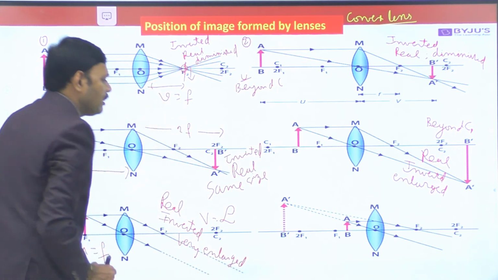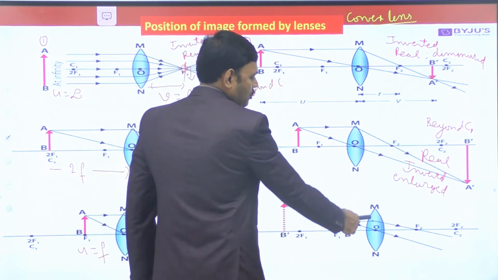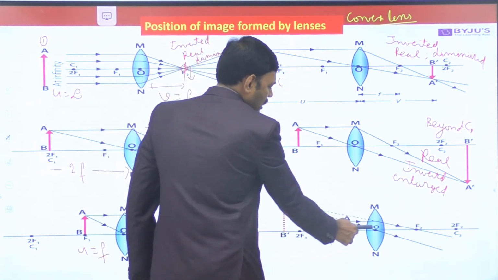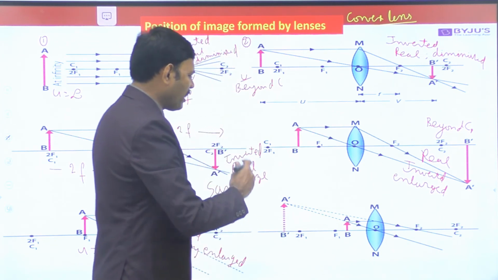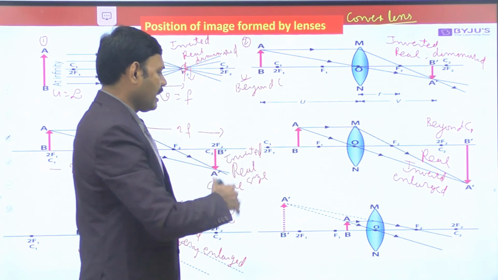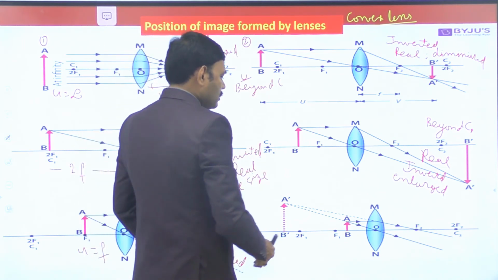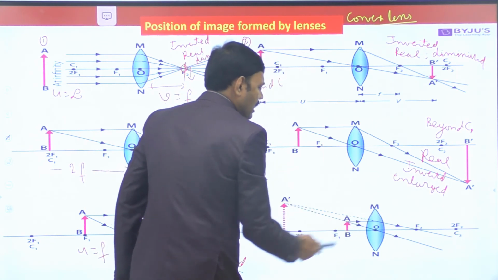Okay, next one. Suppose the object moves further close to the lens. It is kept between the focus and the optic center. This is the peculiar case in which a real image is not formed. This is the case in which we get a virtual image. So let the object be kept between the focus and the optic center.